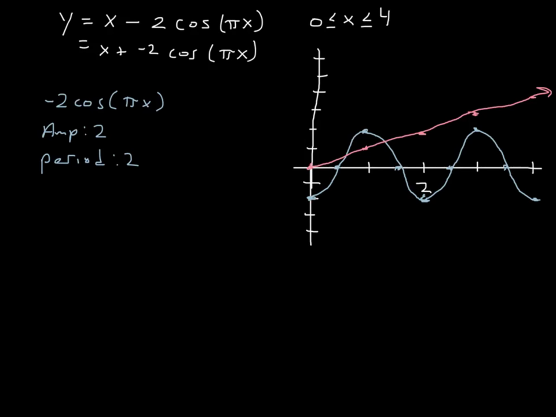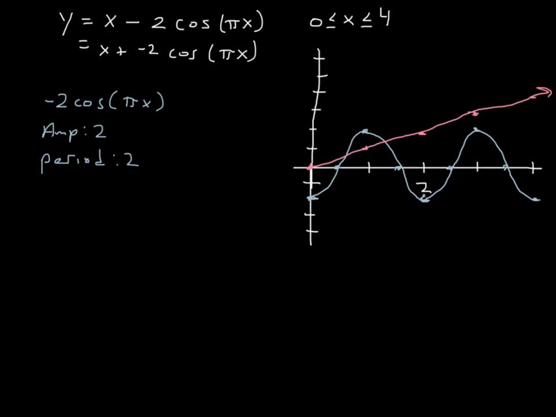And in blue, when we analyze that one, we have negative 2 cosine of pi x. Our amplitude is 2. The period is going to be 2 as well. And I know because it's negative here that cosine is going to start at a low spot, so it's going to be at negative 2. And the period is 2, so that first period is going to start at 0 and end at 2.